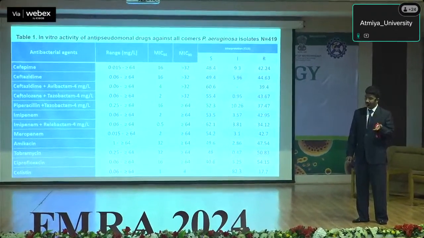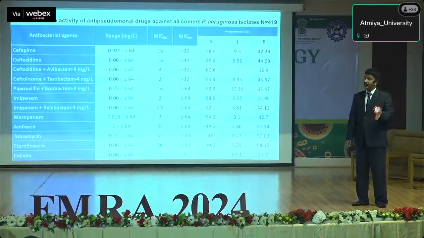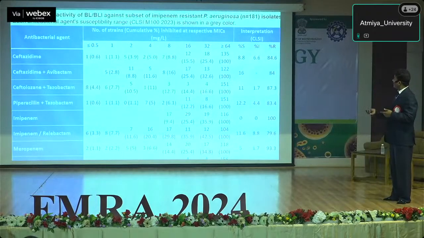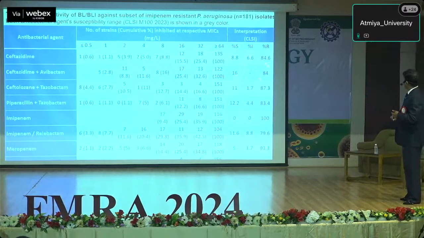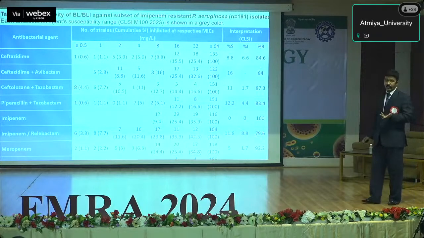That again says that, without a reason, during horizontal transfer, genes may have transferred into these organisms that we did not know what they have acquired, right? Then in vitro activity was done for the antibiotics. You could see that almost 85% of bugs were resistant to ceftazidime. The combination again remained the same, 85%, even with avibactam. Then ceftolozane-tazobactam, 88%, piperacillin-tazobactam 84%, imipenem 100%, which comes down to only 80% with relebactam.